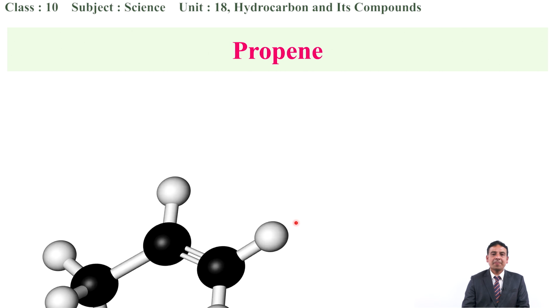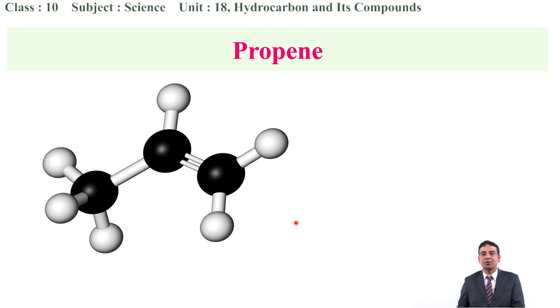And another one, you can see propene. As you have seen the model of the ethene, you can make the model of propene also. Prop represents the 3 carbon atoms in the hydrocarbon. So you can see one carbon atom, another one, as well as the third one. So altogether 3 carbon atoms have been seen here.